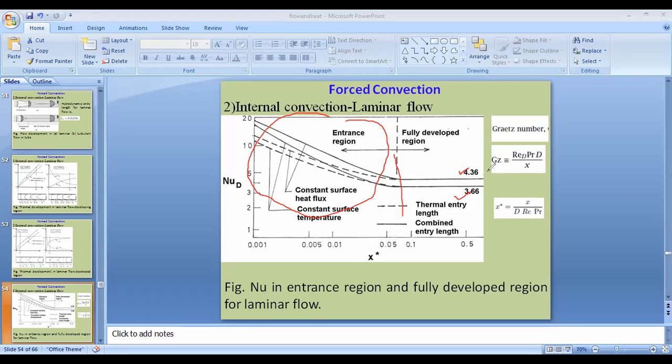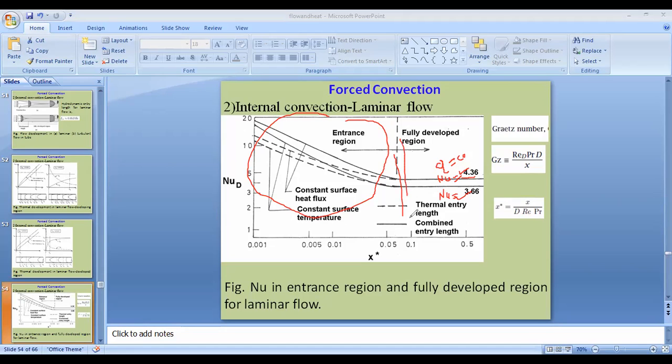Okay, 4.36 is for what? Heat flux. If the Q is constant, then the Nusselt number is 4.36. Please understand, the Nusselt number in case of laminar flow depends on what? Boundary condition. If it is constant heat flux, then it is 4.36. If it is a constant temperature, the Nusselt number value is constant and it is 3.66.